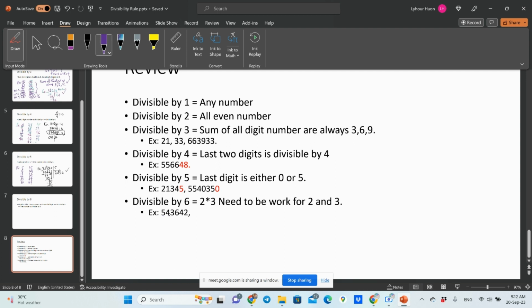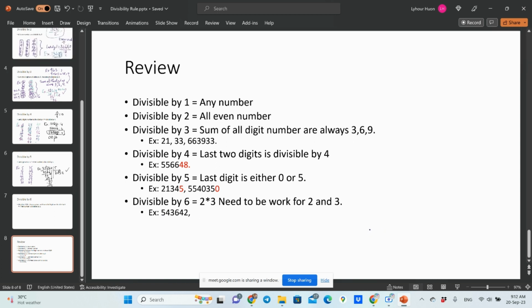5 plus 4 is 9. Okay, first of all, how do we check if this number is divisible by 6? First of all, this is an even number, so it works for 2, right?